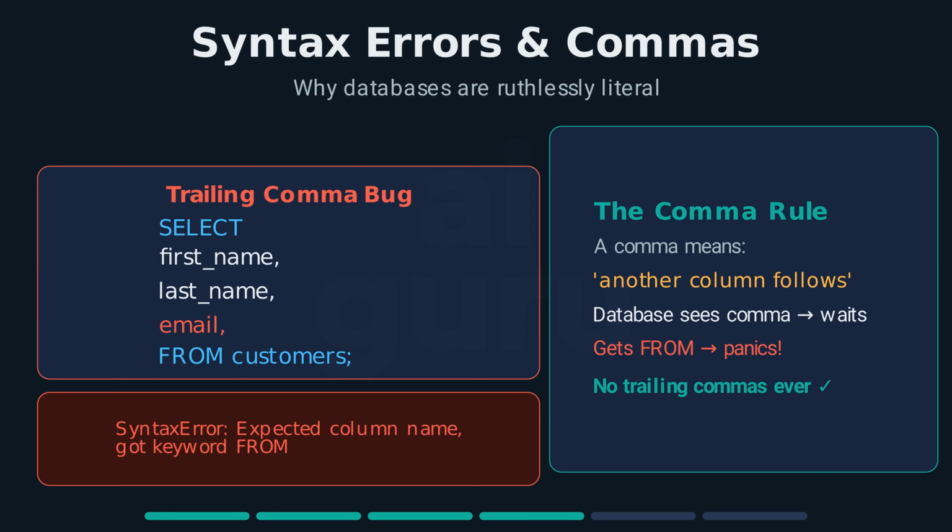But why? Why can't it just see that there's no word after the comma and ignore it? I mean, humans do that all the time with typos because of that relentless literalism we talked about earlier. To the database engine, a comma is a strict command that means I'm about to hand you another column name. I see. When it hits that final comma, it stops and waits. When it sees the FROM clause next instead of a column name, it panics. It doesn't guess your intent, it just fails. Wow. Okay, so no rogue commas at the end of lists.